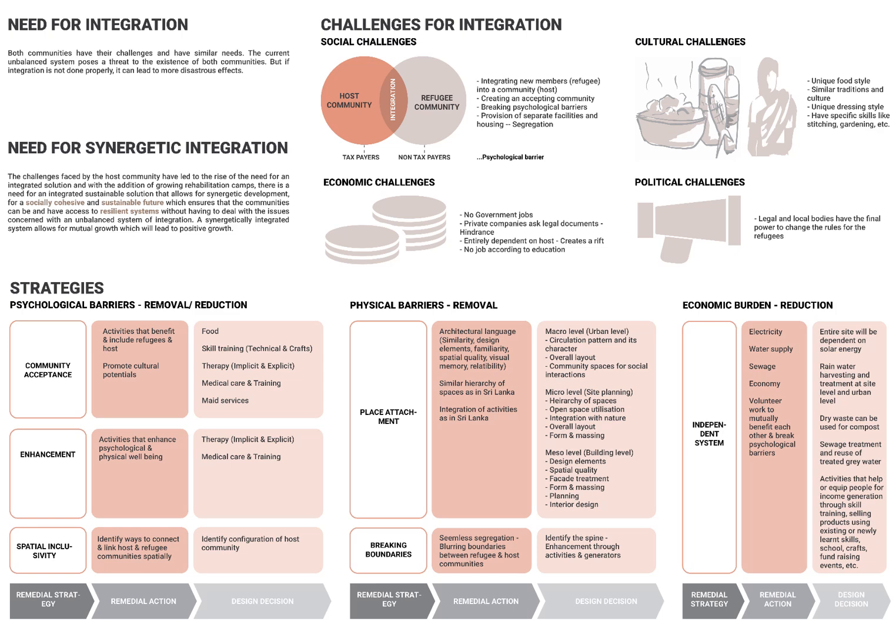To intervene at all these levels, we need different strategies. The first involves the removal and reduction of psychological barriers, which will allow for community acceptance, the enhancement of relationships, and also spatial inclusivity. This can be done at three levels. That is, by providing a remedial strategy through remedial actions such as activities that benefit both communities through a design decision. For example, providing food space.